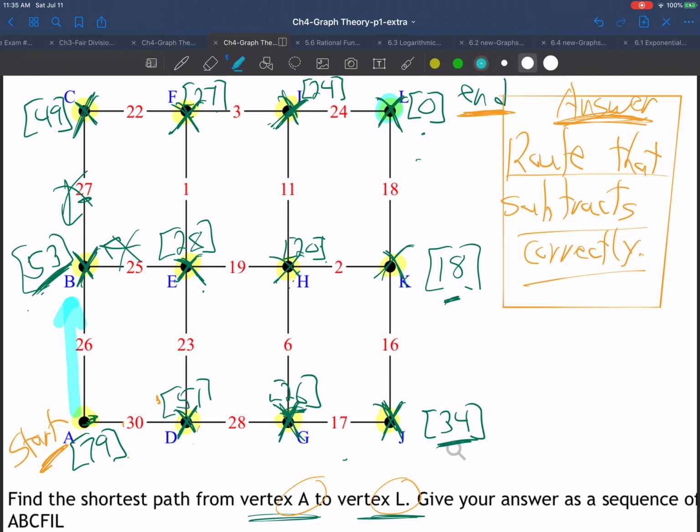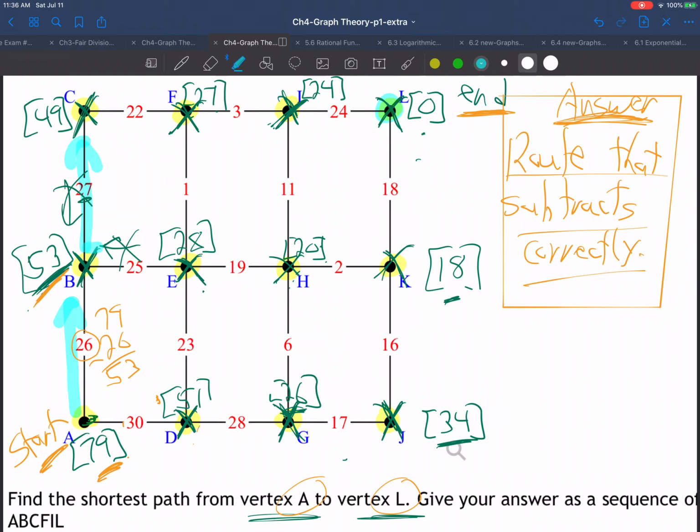It's this way. Let's check the subtraction. If A is 79 minutes from the end, and he takes a 26-minute trip to B, that will leave him 53 minutes from the end, which is exactly what B says. Yes, I'm 53 minutes from the end. So it's that way. Now from B, which way do we go?